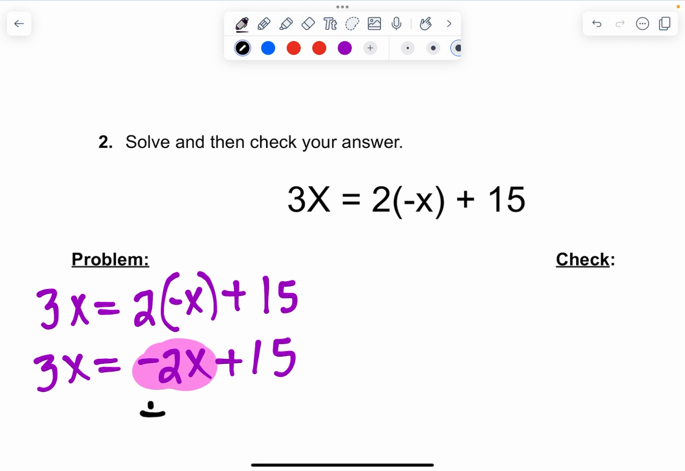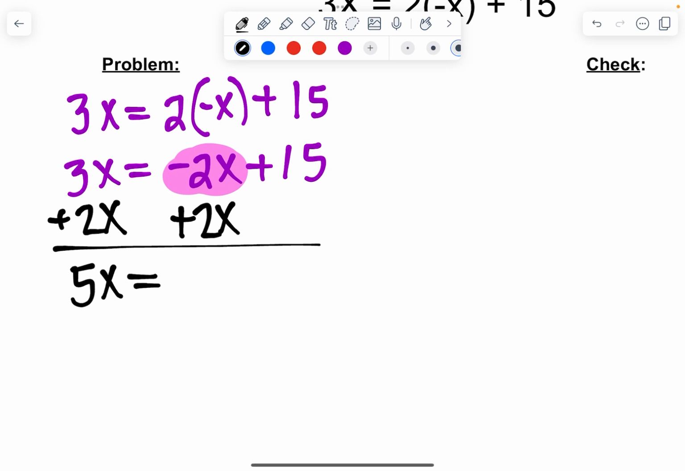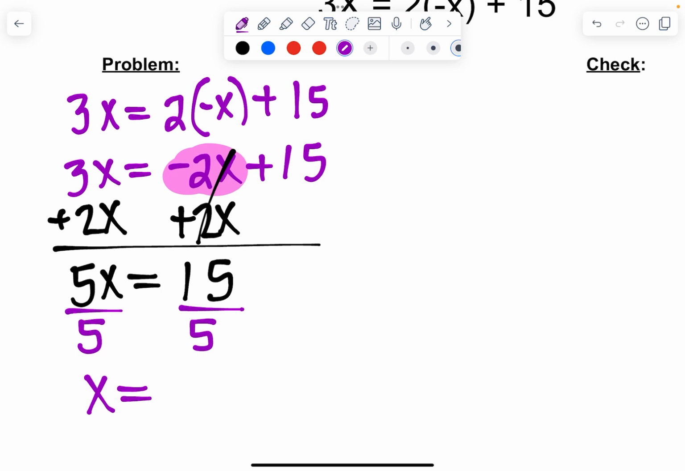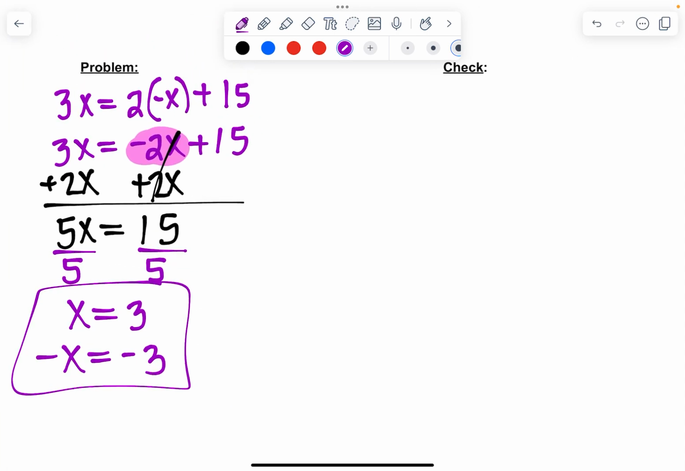So what we're going to do is we're going to add the opposite. So if it's a minus, I'm going to add it. If it's an addition, I'm going to subtract it. And I end up with 5x equals, these cancel, 15. Now I'm going to divide by the number in front of the x. Again, notice that I'm dividing on both sides. I'm not just drawing a line all the way across. We're not going to do that. Again, what you do to one side, you must do to the other. So I'm going to divide both sides by 5, and I end up with x equals 3, and negative x equals negative 3. I'm going to go over to my check.